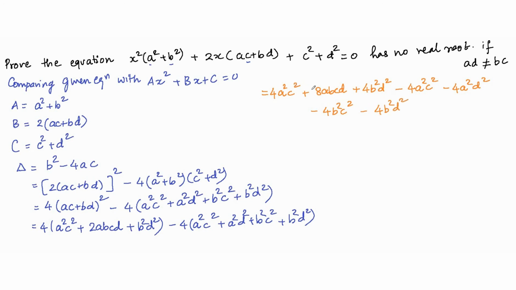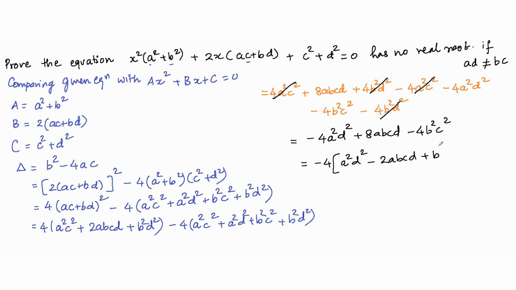So now let's combine the like terms. I believe 4a square c square minus 4a square c square will cancel. 4b square d square minus 4b square d square will cancel. So I am left with minus 4a square d square plus 8abcd minus 4b square c square. I can take minus 4 out as common, so I am left with a square d square minus 2abcd plus b square c square, and that is equal to negative 4 times ad minus bc the whole square, because this trinomial is nothing but the expansion of ad minus bc the whole square. So this is the value of my discriminant.